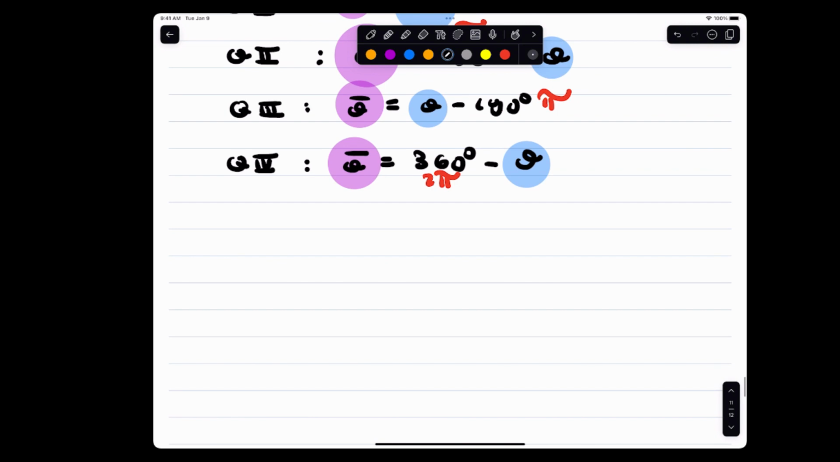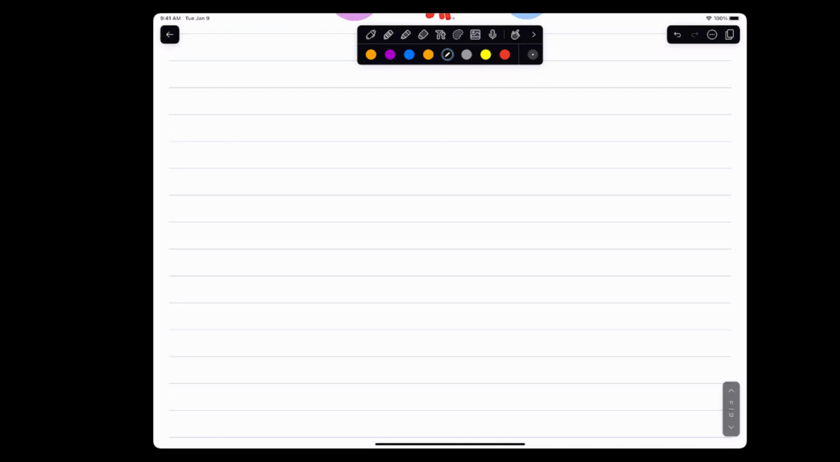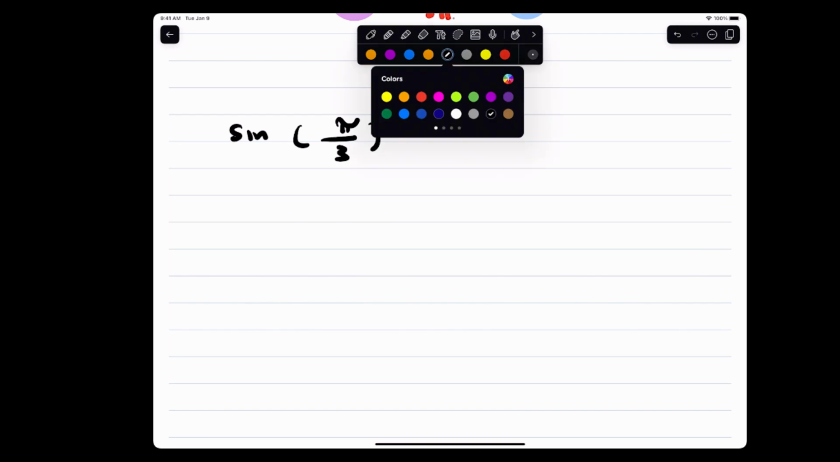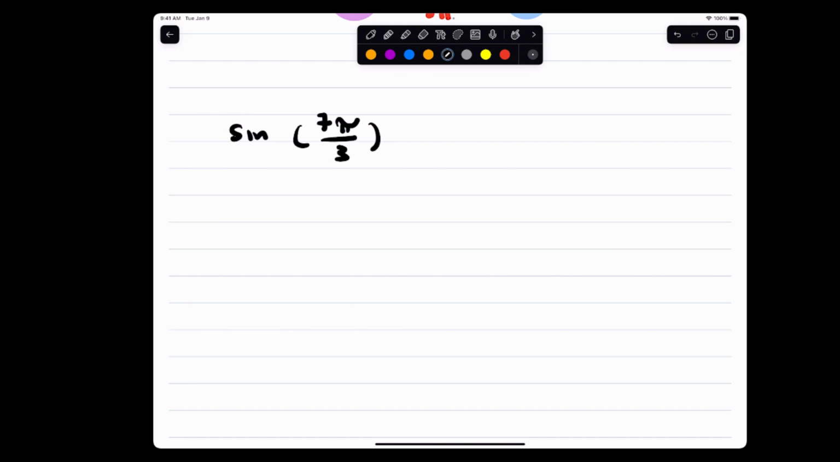So if you look at your homework, what happens if they say something like this? They want you to find sine, ladies and gentlemen, of maybe seven pi over 3 now. Okay, this is kind of simple. I think this is easier. You might say, what do you mean this is easier?